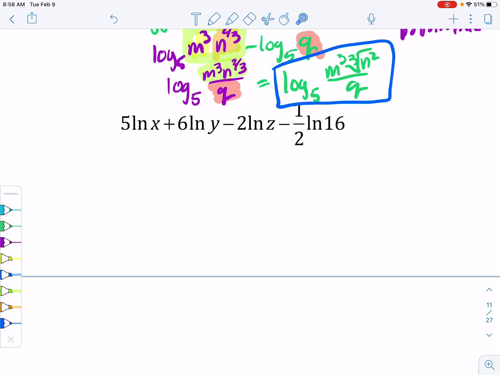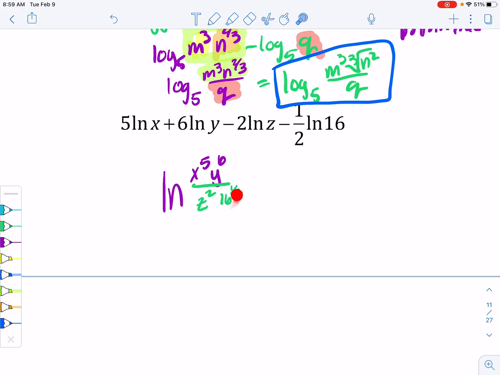Okay. So here we've got the natural log of x. This is positive in front, so we're going to have the natural log of x, since it's positive, it goes in the numerator. This is positive, so it goes in the numerator, so y, and then the sixth is the power. This is negative, so it goes in the denominator, so z to the second. This is negative, so it goes in the denominator, so 16 to the 1/2.